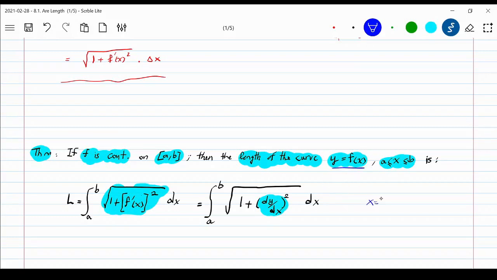Sometimes you have x equals f of y. Then instead of dy over dx, you have dx over dy, the other way around.